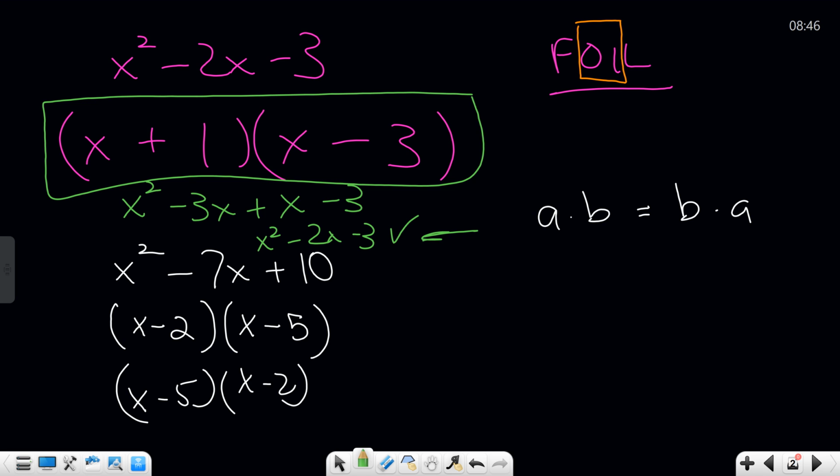Question? Wait, is the quiz on exponents in this? Radicals, exponents, and anything we've covered. This is not on the quiz tomorrow. Okay? Any other questions?